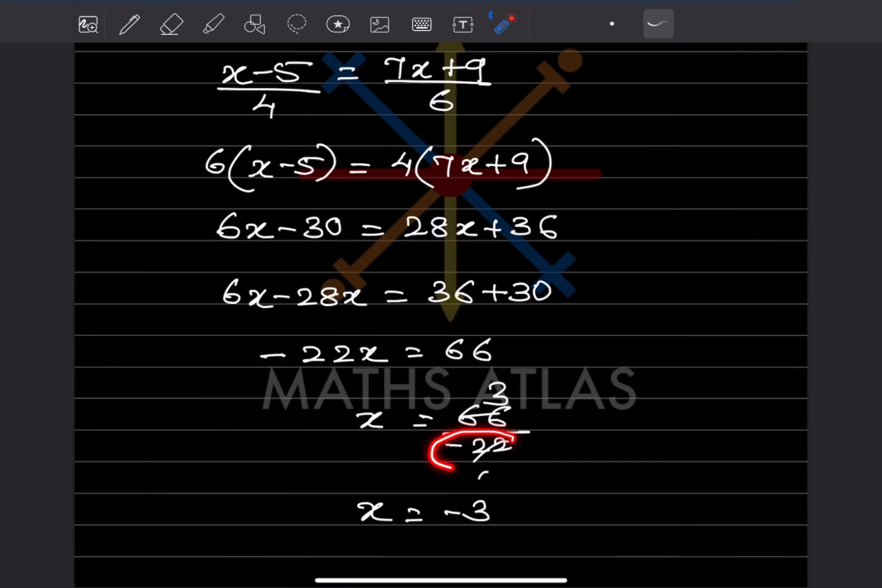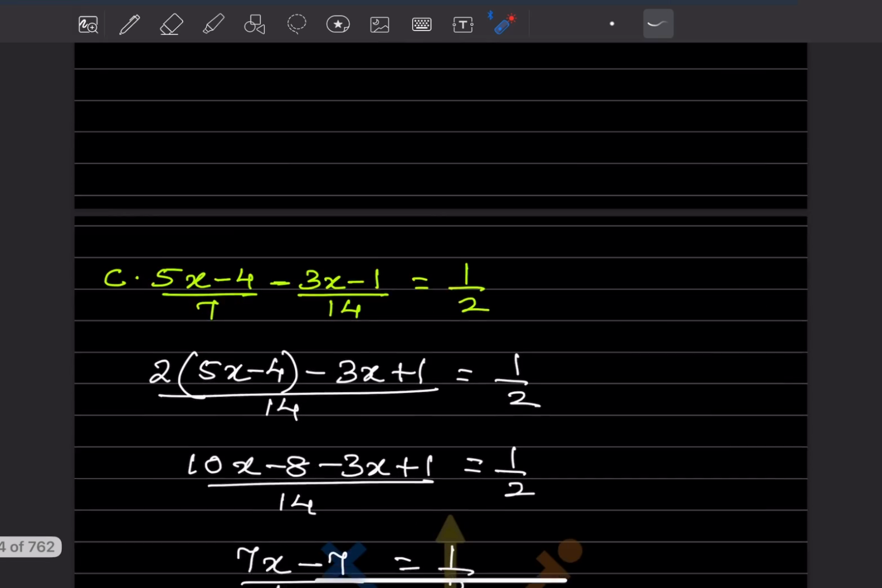Here, again, many of them will have a doubt: why is the denominator minus, and how did we get that? Because here there is nothing, it means plus. Plus divided by minus is always minus. So we can write the minus in the numerator. So x is minus 3.